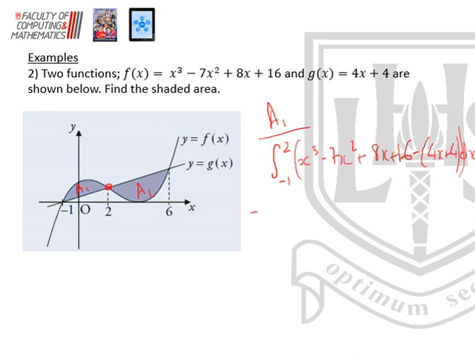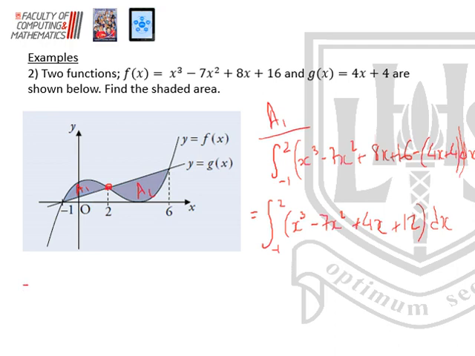Okay, so tidying that up, it's going to be between minus 1 and 2. Your x cubed is going to just be x cubed. Minus 7x squared is going to be 7x squared. 8x later on you're taking away 4x, so that'll be plus 4x. 16 later on you're taking away 4, so it'll be plus 12. All of that integrated with respect to x will give you that left hand area. Okay, I'm going to shift over here a wee second.